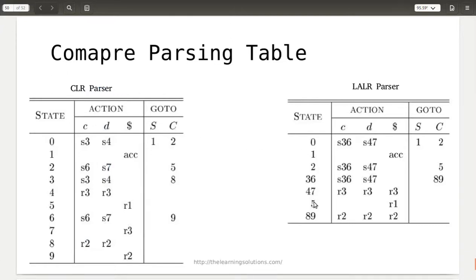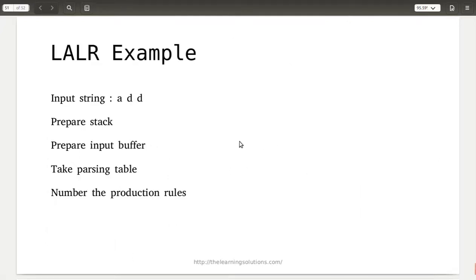So we have around 7 states here, and we have total 10 states here. So 3 states are shrunk, that is reduced, and we form the combination of those states. Also we combine the shift operations together. So in this way the LALR parser table is prepared. So now we'll look into the LALR example.